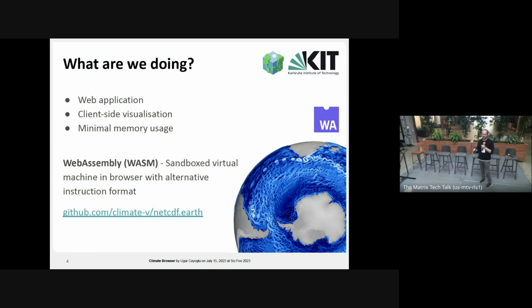And you don't need to install any C driver or anything else. You just need your browser and your laptop to access these data sets. So it is client-side. The visualization is on the client side. There's no privacy concerns. And the memory storage is minimal so that really everyone can use it.